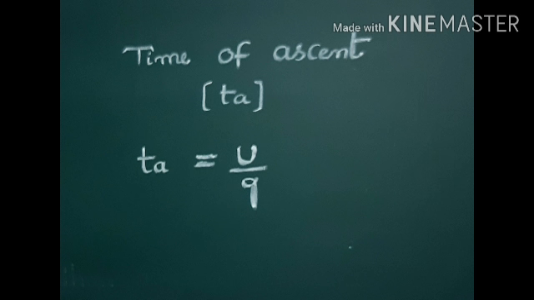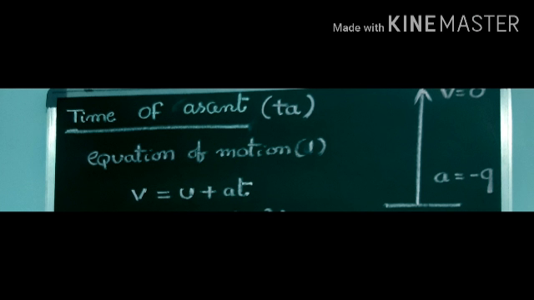Time of ascent. What is time of ascent? The time taken by the object to reach maximum height. And the formula: time of ascent equal to u by g, where u means initial velocity and g means acceleration due to gravity. So time of ascent belongs to vertically upwards motion. When it reaches maximum height, the conditions are v equal to 0 and a equal to minus g.